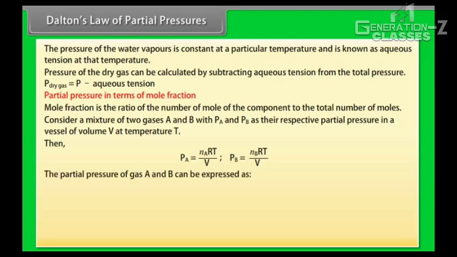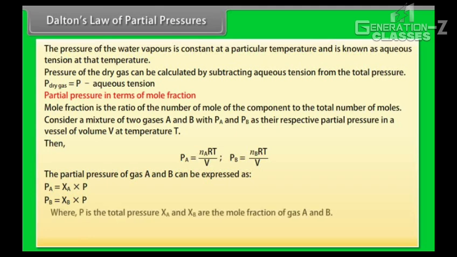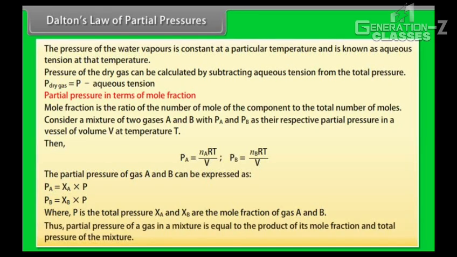The partial pressures of gas A and B can be expressed as PA is equal to XA into P, PB is equal to XB into P, where P is the total pressure, XA and XB are the mole fractions of gas A and B. Thus, partial pressure of a gas in a mixture is equal to the product of its mole fraction and total pressure of the mixture.